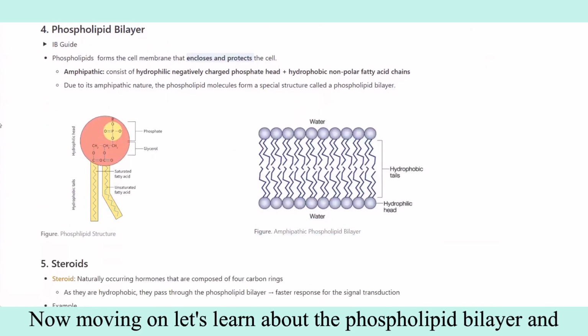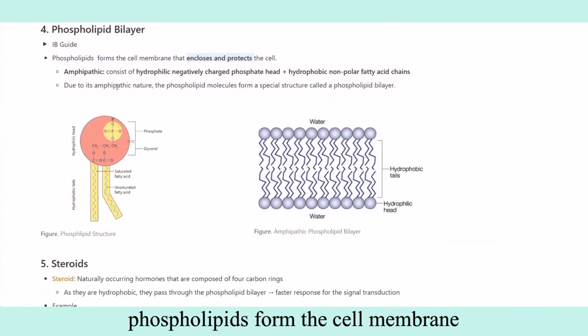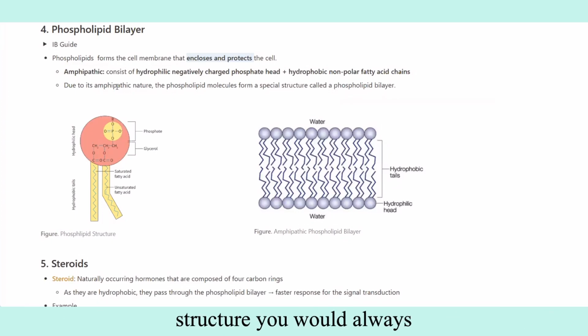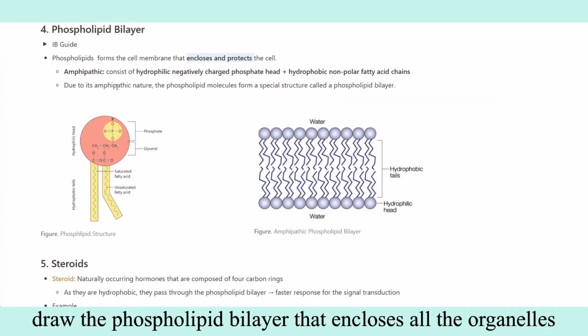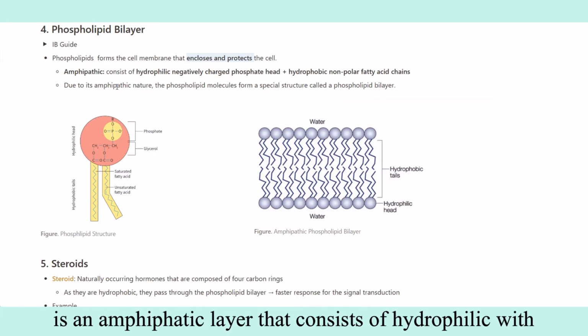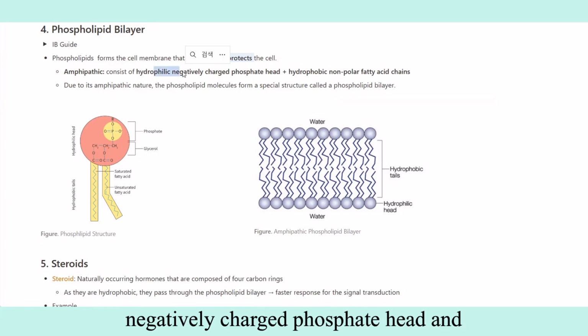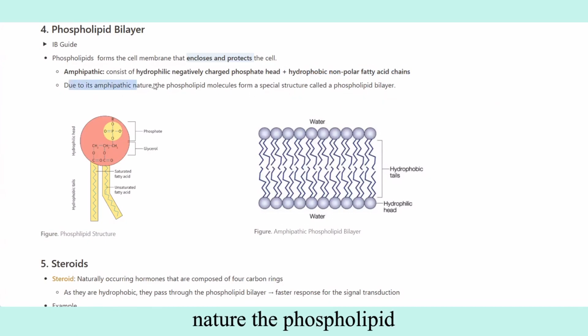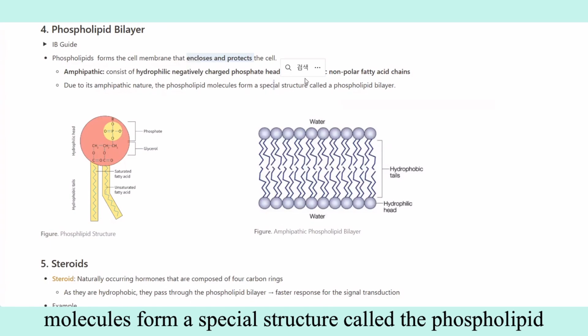Now, moving on, let's learn about the phospholipid bilayer. Phospholipids form the cell membrane that encloses and protects the cell. So when you draw the cell structure, you would always draw the phospholipid bilayer that encloses all the organelles and the cytoplasm. It is an amphipathic layer that consists of a hydrophilic, negatively charged phosphate head and hydrophobic nonpolar fatty acid chains. Due to its amphipathic nature, the phospholipid molecules form a special structure called the phospholipid bilayer.